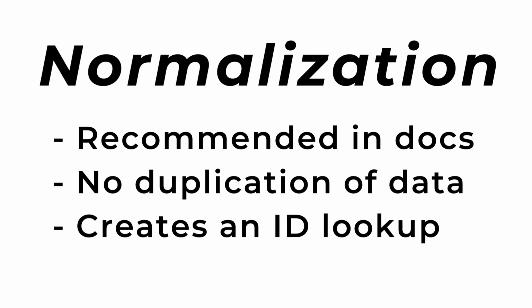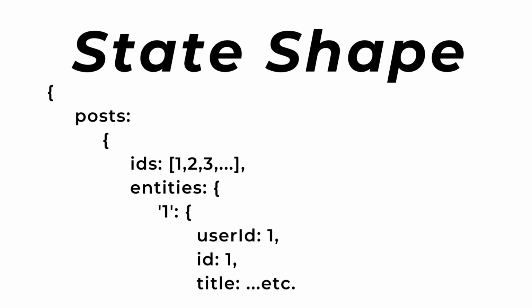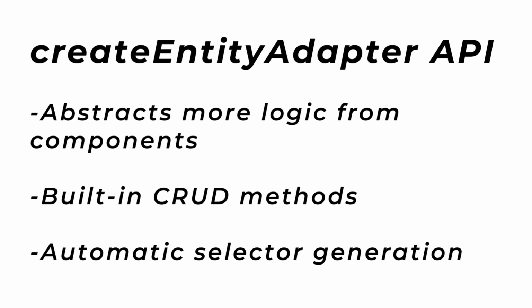Okay, normalized state structure is a recommended approach for storing items. Normalization means no duplication of data, and it also means keeping the items stored in a lookup table by item ID. So our normalized state shape is comprised of an object with an IDs array, and then a nested entities object that contains all of the items. And the best part of using normalized data with Redux Toolkit is that Redux Toolkit offers a createEntityAdapter API, and that will make your slices less complicated and easier to manage.